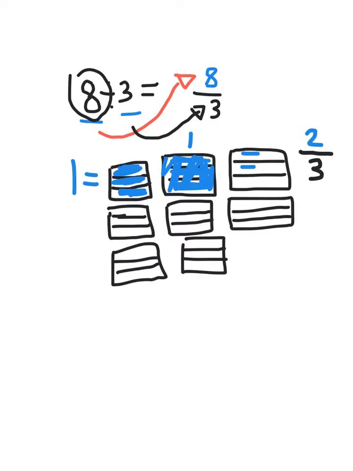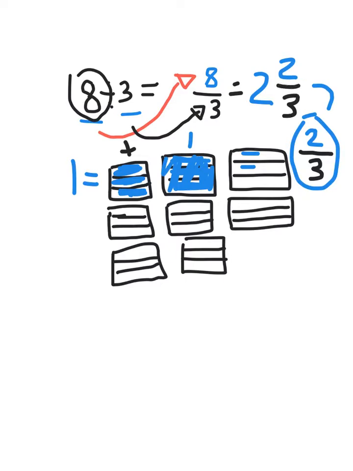So are we done yet? No, we're going to add these. 1 plus 1, it's how many? 2. And this remainder part, we're going to carry it over here, and that gives us 2/3. So that means each person will be eating 2 cookies and 2 out of 3. That means 1/3 they're not going to be eating.